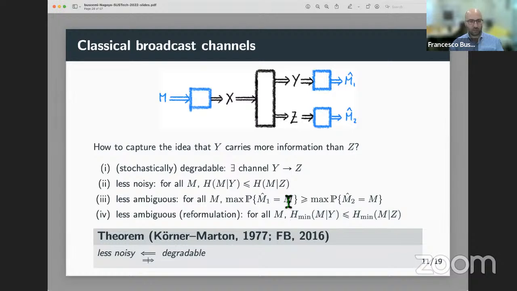So here the theorem works as follows, and it is essentially an application of the ideas of statistical comparison. In 77, Körner and Marton proved that degradable implies less noisy, of course, but the interesting thing was that vice versa is not true. Instead, one can prove that ambiguity is equivalent to degradability. So you can go back and forth here. And again, we see that this is a kind of statistical comparison preorder.